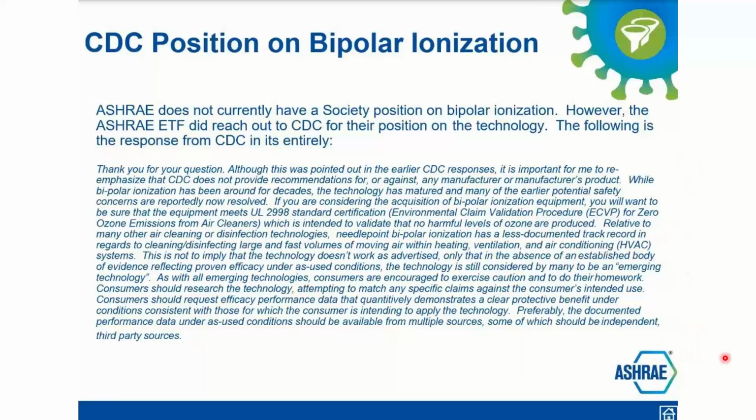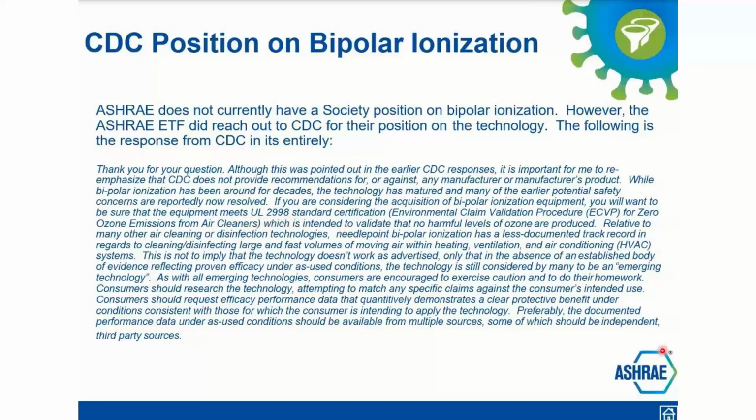But the CDC position, the ASHRAE position relative to the CDC on some of these kinds of things. The long story short is ASHRAE, like anything else, doesn't make recommendations for specific products, but they're telling you if you're going to use things like air purification, bipolar ionizer, stuff like that, you should make sure you have one that's UL 2998 listed.